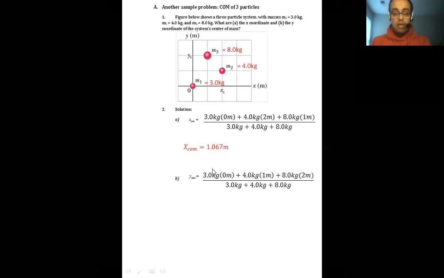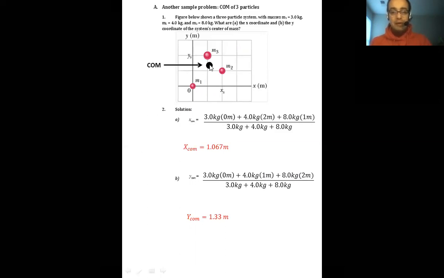Y, we do the same thing. So mass of 3 kilograms is at a position of 0 meters. 4 kilograms, that's mass number 2, is at a position of y equals +1. And then finally, mass number 3 is 8 kilograms, and it's at a position of y of +2. So evaluate, and you find that the y-coordinate of the center of mass is 1.33 meters. So if you were to graph that, the center of mass is somewhere over here.